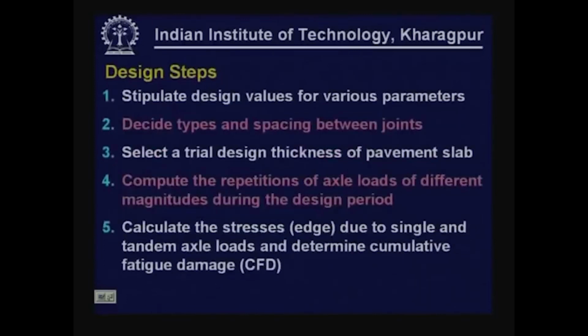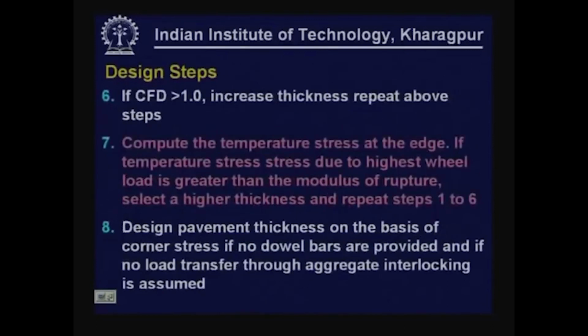The design steps are: we have to stipulate the design values for various parameters, decide the type and spacing of joint, select a trial design thickness and then compute the repetitions of axial loads of different magnitudes during the design period, calculate the stresses in the edge region due to single and tandem axial load, and determine the cumulative fatigue damage. If the cumulative fatigue damage CFD is more than 1, increase the thickness and repeat the above steps till we are satisfied that the cumulative fatigue damage is going to be less than 1. We have to go on increasing the thickness of the slab.